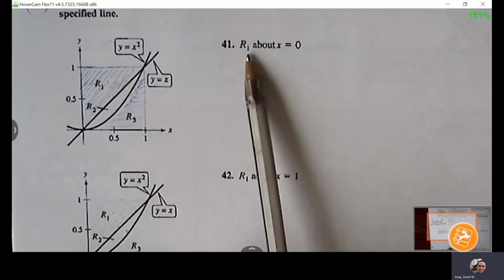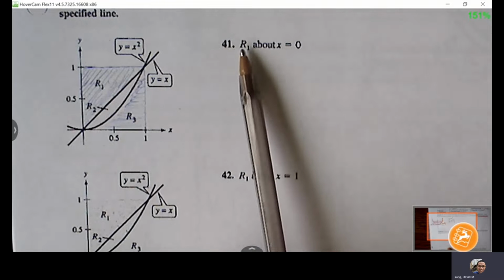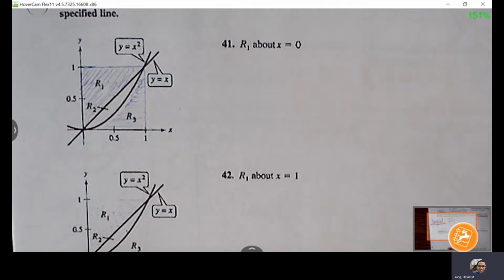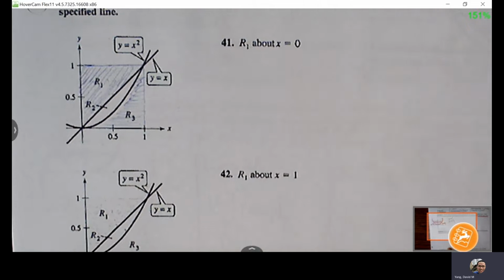And then each problem is going to tell you to rotate a shaded region, or identify the shaded region for you, and tell you that you're rotating about either a vertical or horizontal line. And from there, we have to decide: are we working with disk method or washer method? Is it top minus bottom? Is it right minus left? Okay.